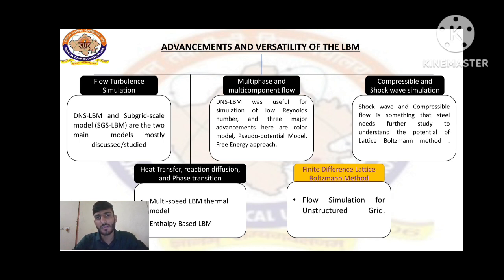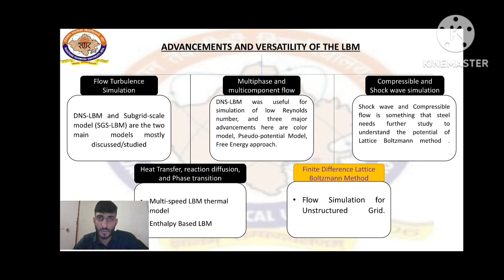Moving ahead with multi-phase and multi-component flows, which is very important over here. Firstly, I can say DNS was the first term that was used for simulating multi-phase and multi-component flows, but it was able to simulate only low Reynolds number flows over here. Then later on, with some advancements, three different models were created.